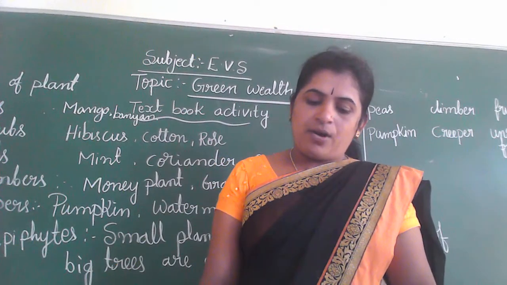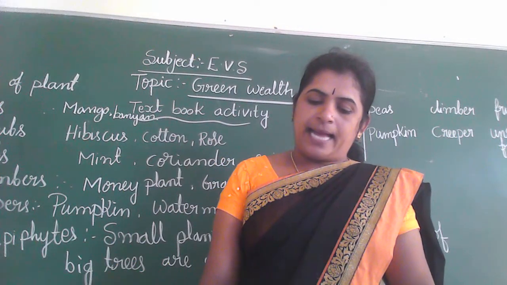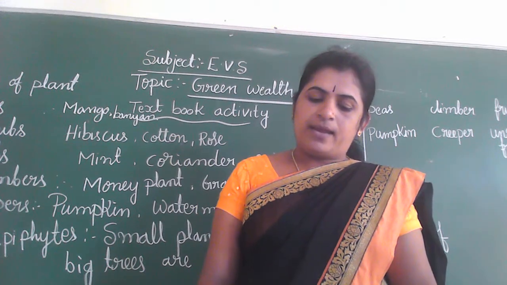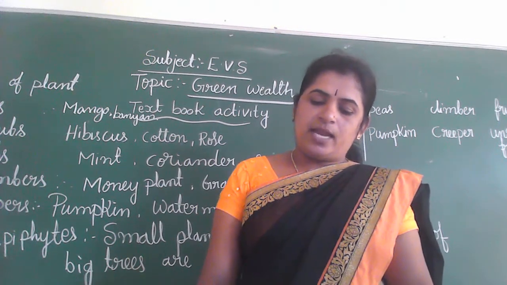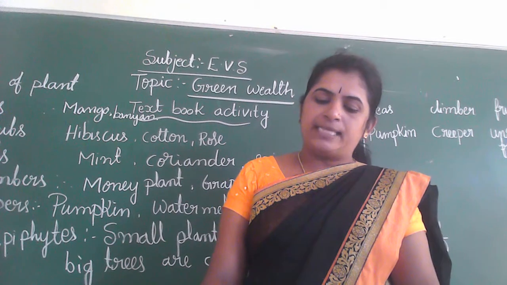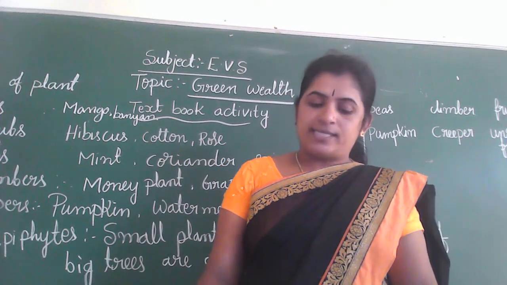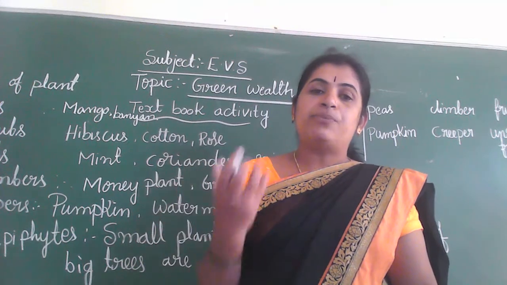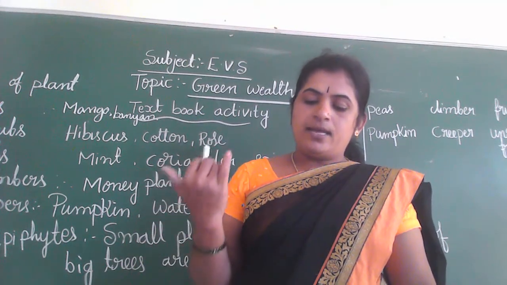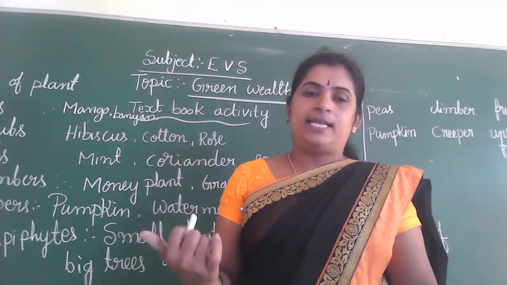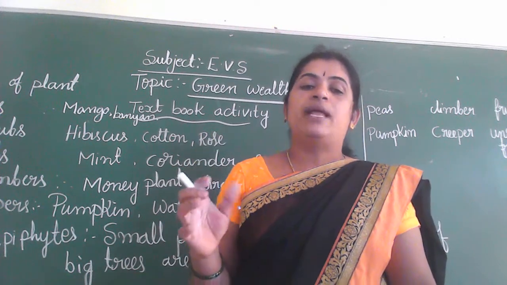Next, why are coriander leaves, mint leaves and curry leaves used for cooking? Now about this, write the names of any 5 types of plants which have good smelling leaves. Which are those? Curry leaves, mint leaves, good smell. And coriander and lemon leaves, tulsi leaves. These are the very good smell leaves.